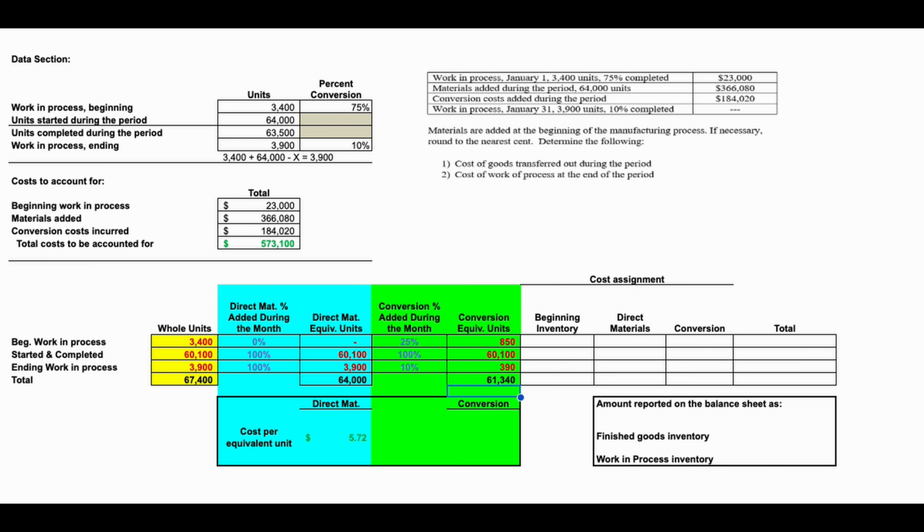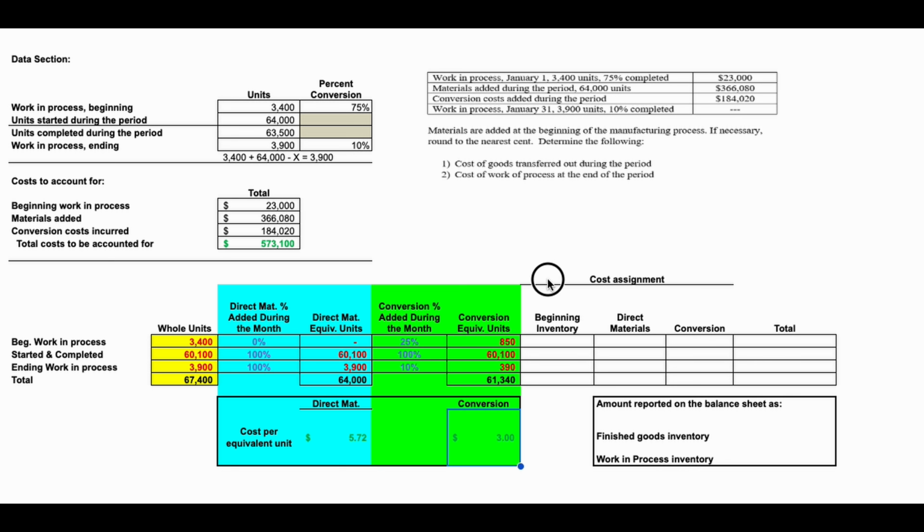So we're going to go ahead and get that cost per equivalent unit of conversion. Same process as before. We're going to take the total costs for conversion, $184,020, divided by our 61,340 units. That gives me a cost per equivalent unit of $3 for conversion.